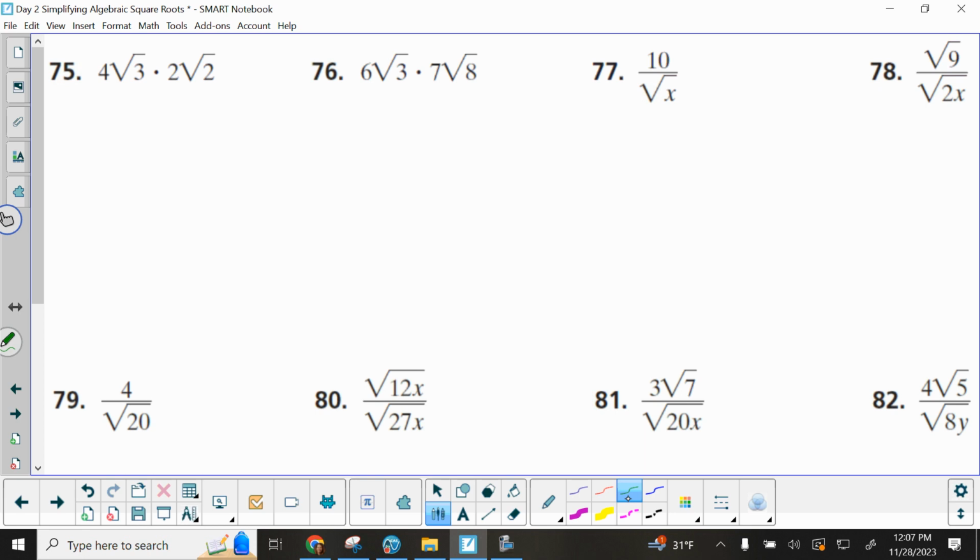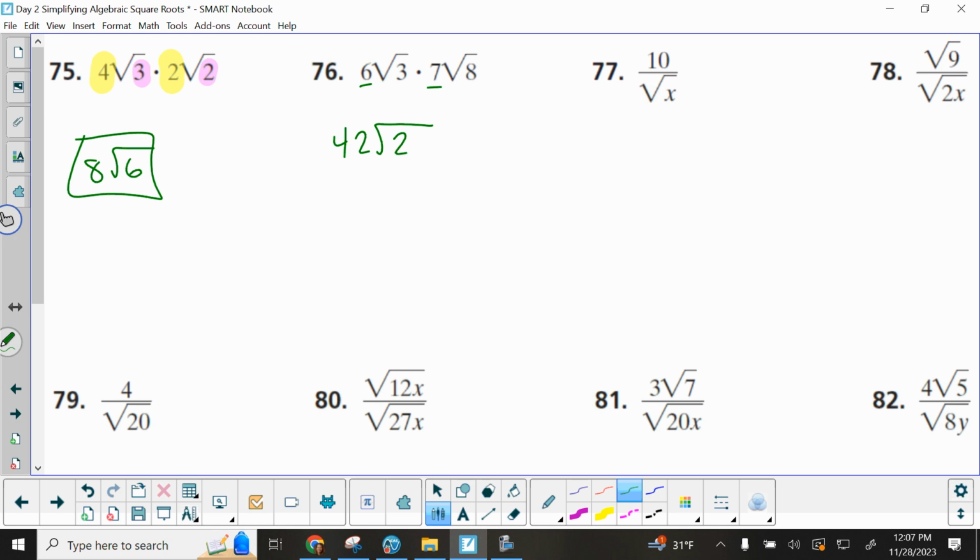So for 75, I'm going to multiply what's outside the radical and multiply what's inside the radical. So I've got 8 radical 6, and I should always do a check to see if I'm able to simplify. I know I can't because 6 is just 3 times 2. Next, same thing, multiply, so 42.